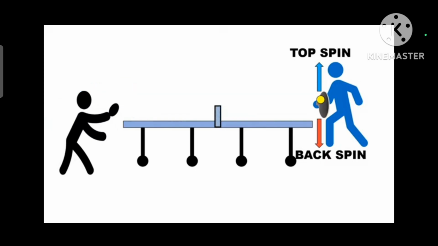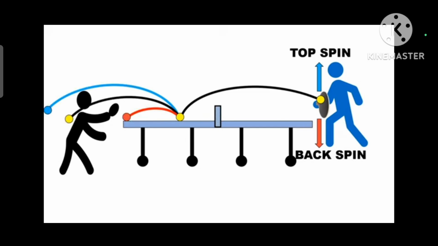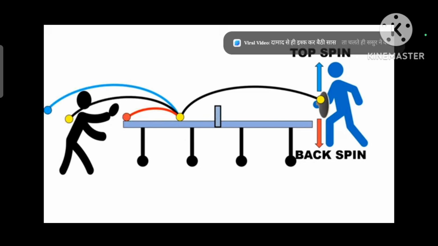So these are the types of shots you can play. If you're the person in the black uniform, you need to see whether the opponent has played a topspin shot or a backspin shot, and accordingly you need to adjust.